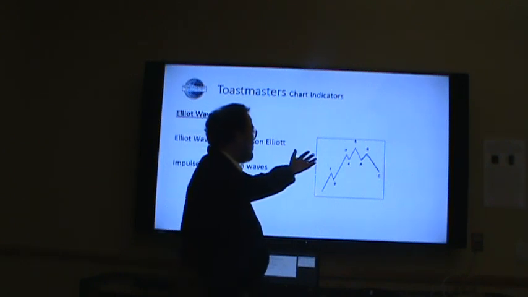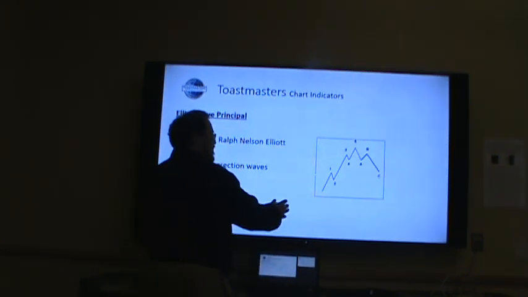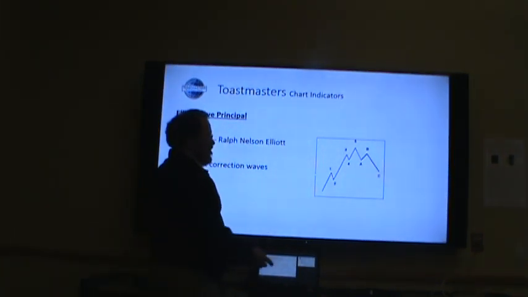So after wave 5, there's an ABC corrective wave. So this is what happens. People start buying, and at some point, people get out. So it drives the price down.